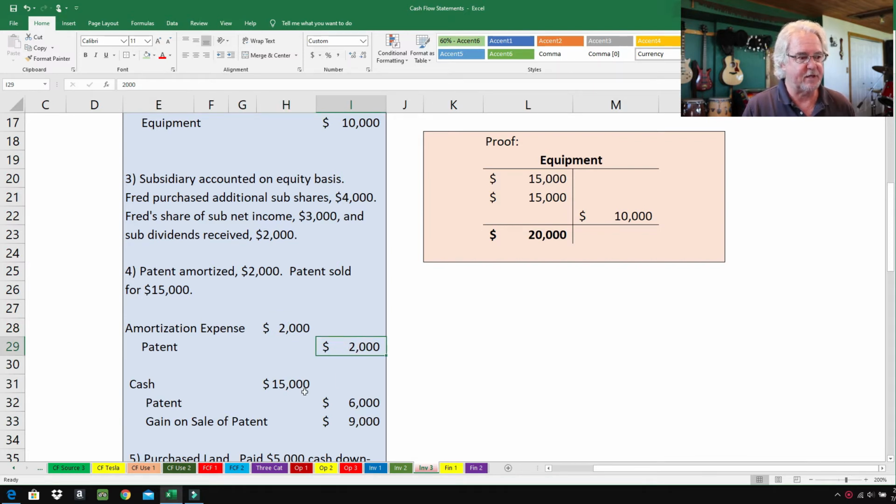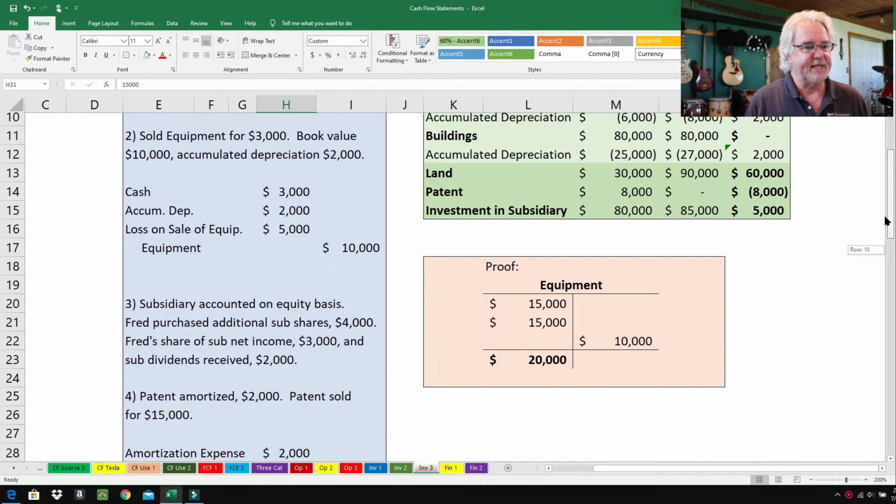But coming down to the sale of the patent, they sold the patent for $15,000. And here's how the credits shake out with that. So when we do our cash flow statement, we're interested in this $15,000 receipt of cash. Let's see what else we have going on.